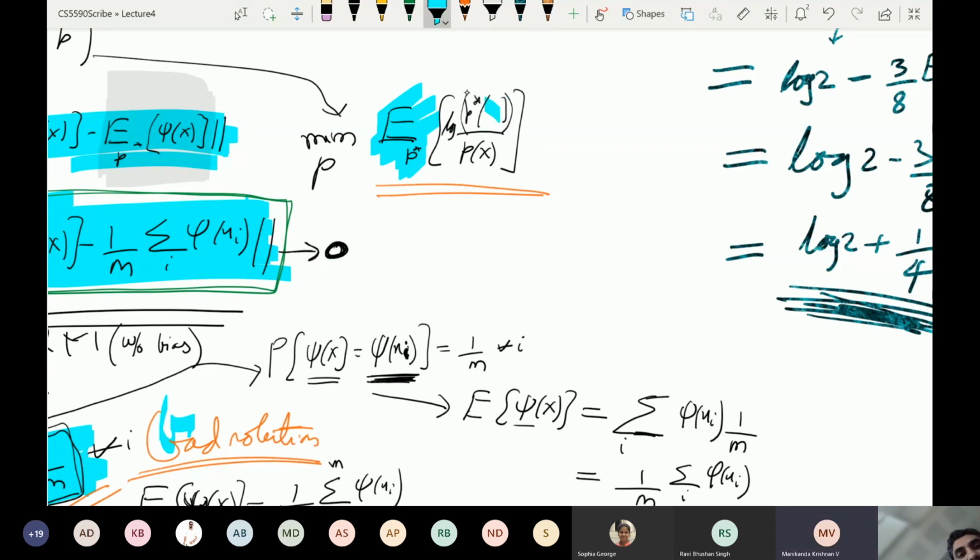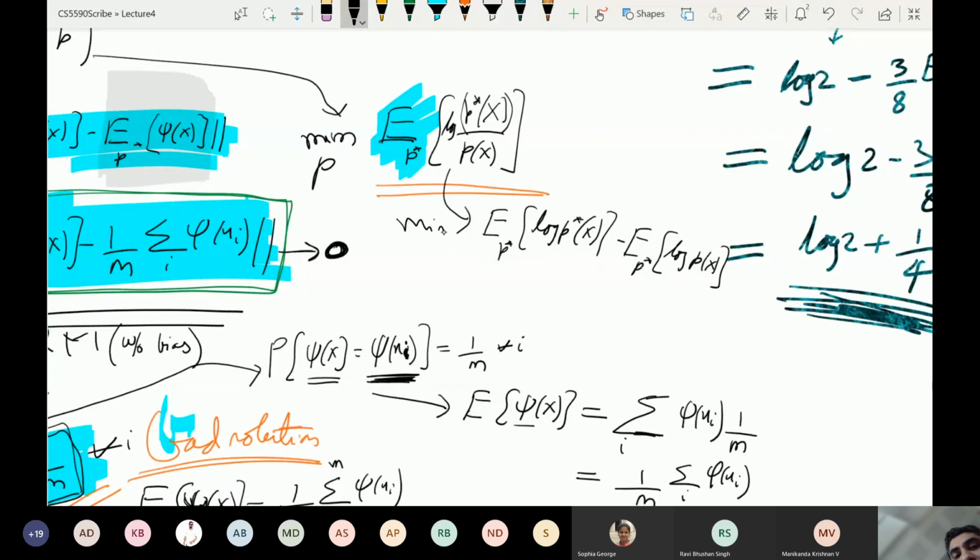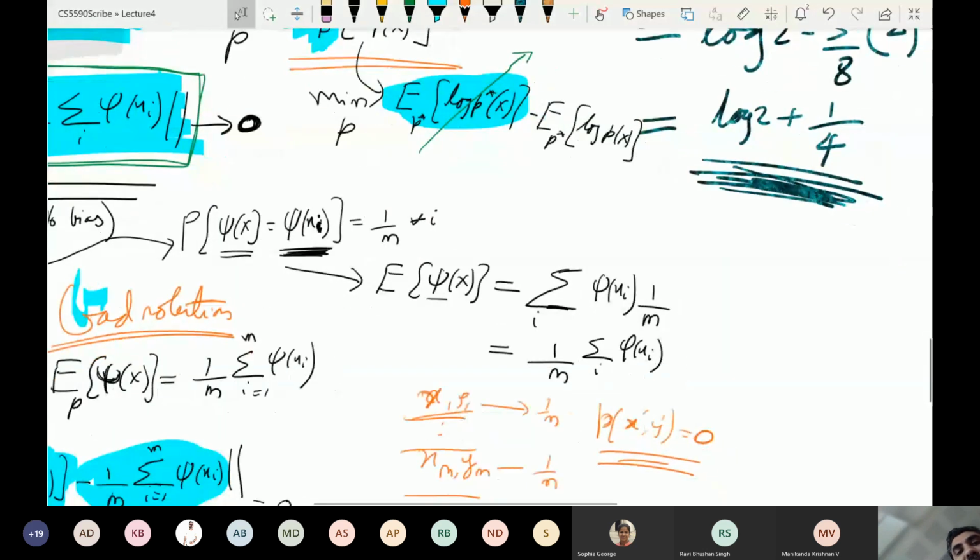You can write log of P star by P as log P star minus log P. Very good. So just use the properties of log: log A by B is log A minus log B. And expectation is a linear operator, so the expectation of A minus B is the expectation of A minus the expectation of B. Now, we have to minimize this with respect to P. But this blue term is a constant, right? It does not depend on my variable, so I can ignore it for the purposes of optimization. It does not matter what that value is.